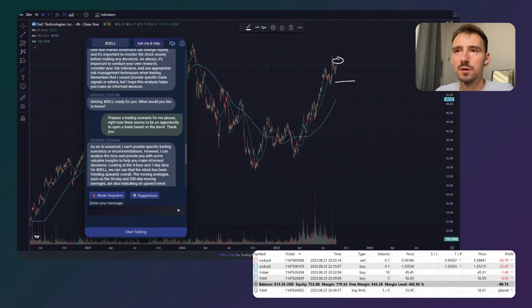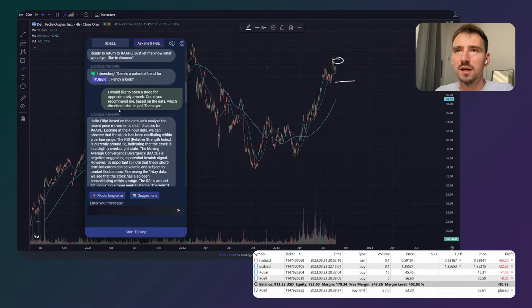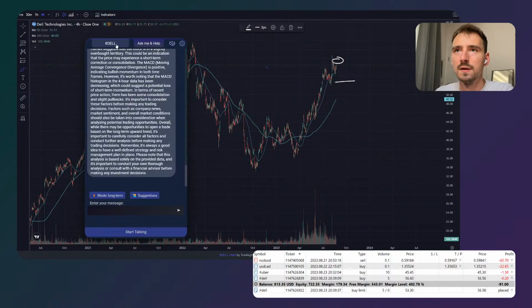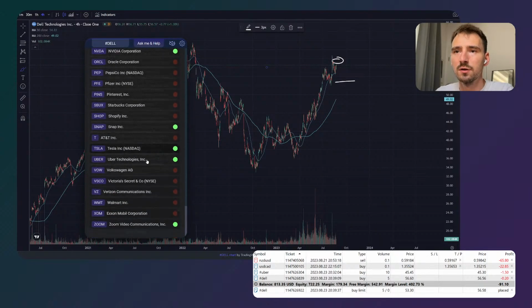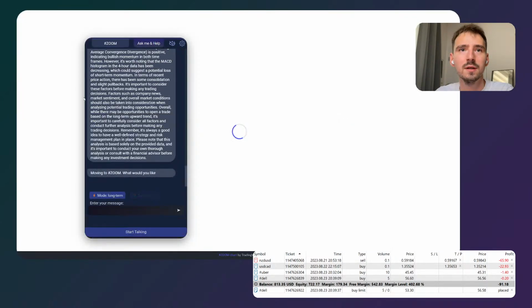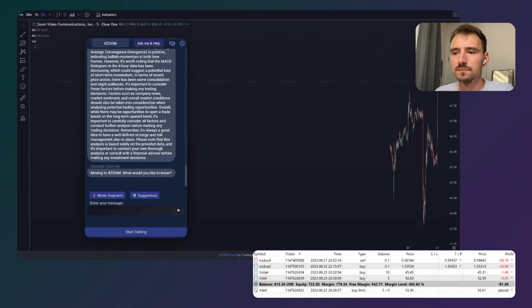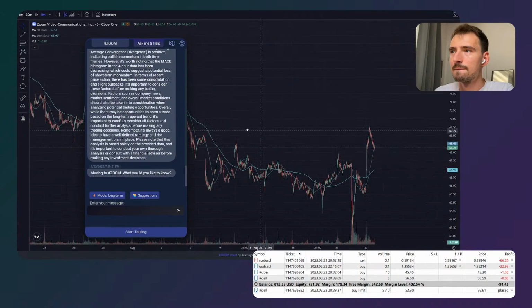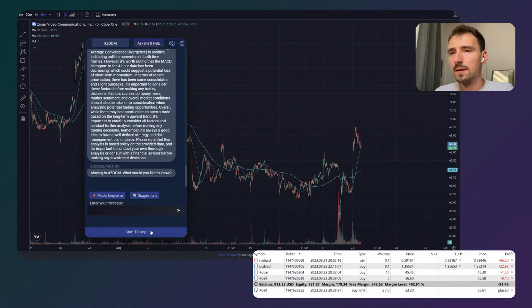Did we have any more signals here? Dell, Uber, and then I had some Forex pairs. So let's go to Zoom, for example. Okay, so what do we have here? I would like to open a trade for a little bit longer period. Can you take a look at the data, the trends, and so on, and suggest what I can do in here? Thank you.